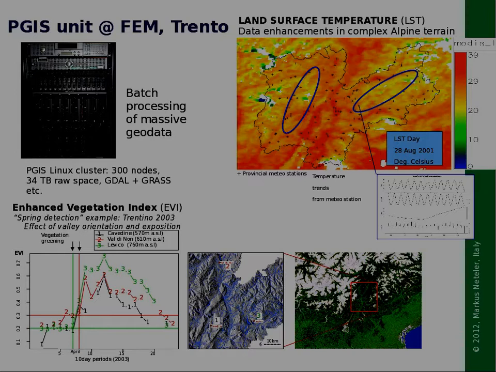Here two examples. One is the enhanced vegetation index, which can be used to detect vegetation onset and autumn arrival and to see the productivity of the vegetation. Vegetation is an important proxy for different risk assessments. Another topic is the land surface temperature assessment. Here an example from the complex alpine terrain, where we have been developing an updated data set. We do data processing on our GIS computer cluster, which currently has 300 nodes available.